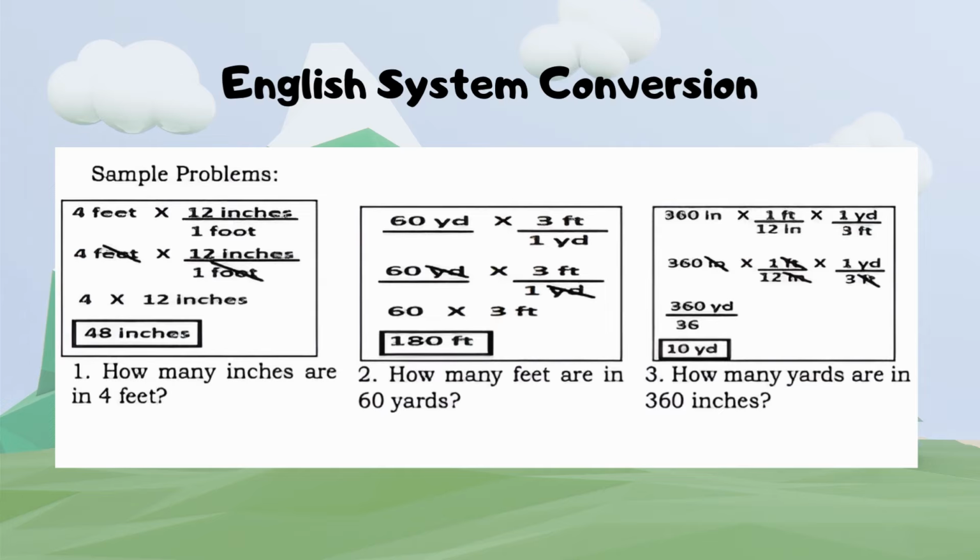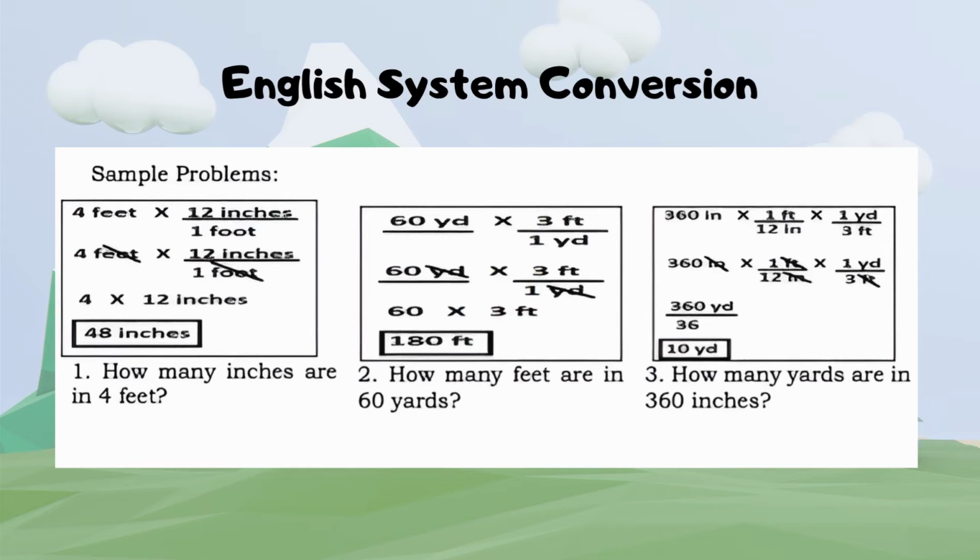Number 2. How many feet are in 60 yards? We're asked to find the number of feet in 60 yards. To do this, we recall that 1 yard is equal to 3 feet. So, to find the total number of feet in 60 yards, we multiply 60 yards by 3 feet per yard. This gives us 60 times 3 is equal to 180 feet. Therefore, there are 180 feet in 60 yards.